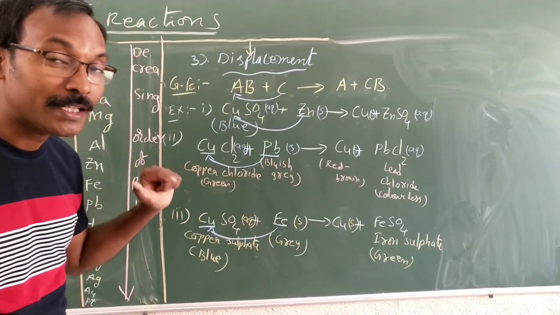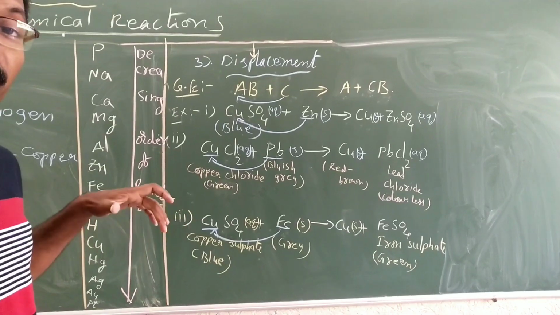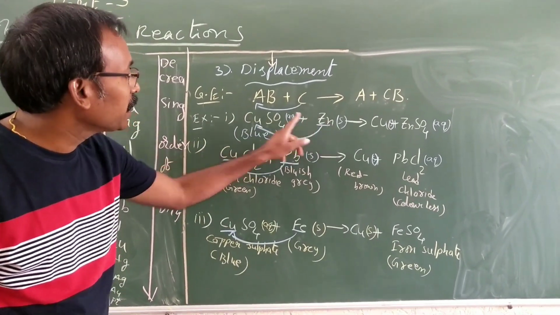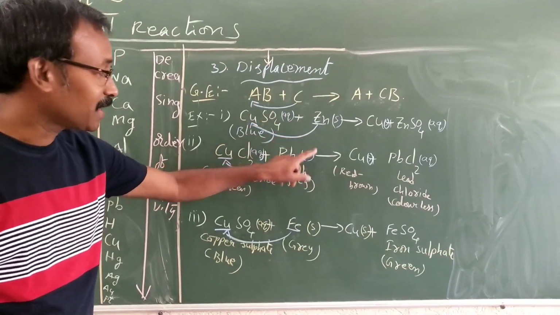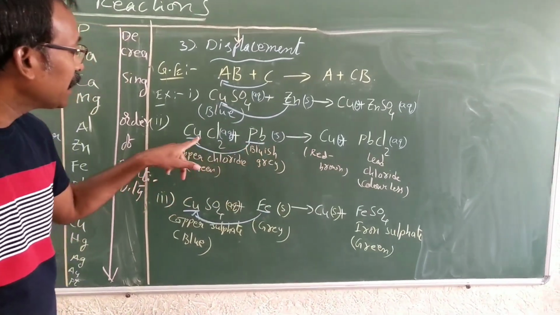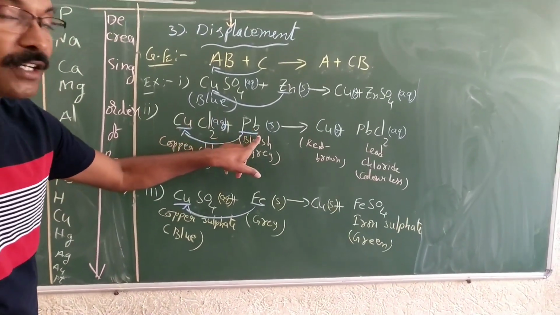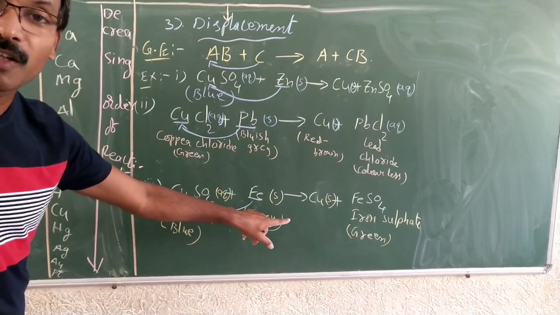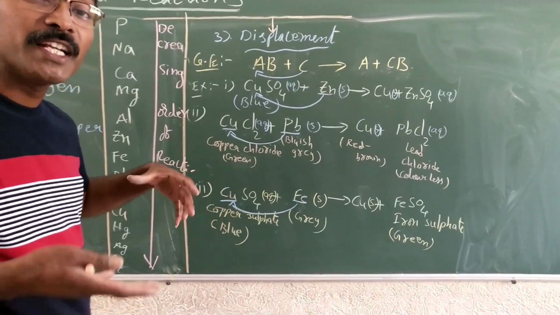Children, as I told you previously, at the end of this topic I am going to give you a small hint, a clue on how to remember which is more reactive and which is less reactive. Here, zinc can displace copper, but copper cannot displace zinc. Lead can displace copper, but copper cannot displace lead. And iron can displace copper, but copper does not displace iron. How do we know which can displace what?